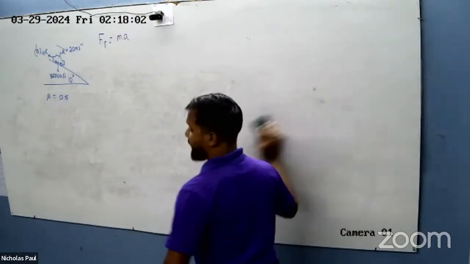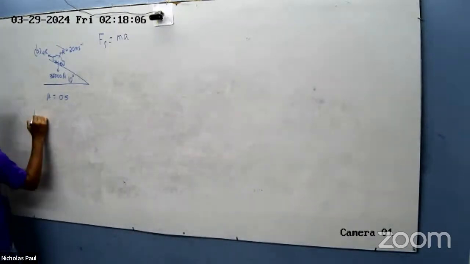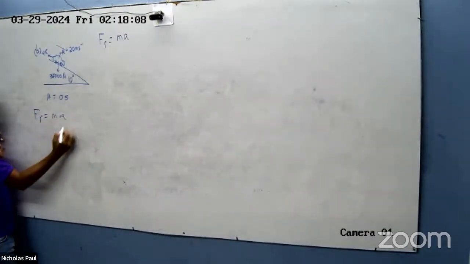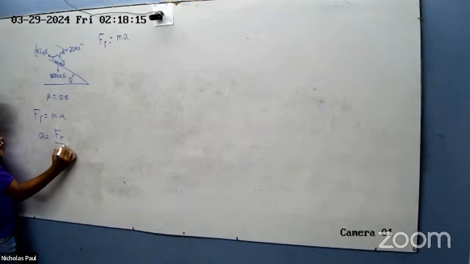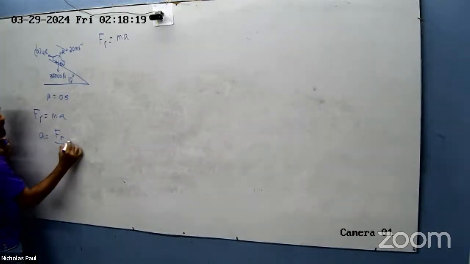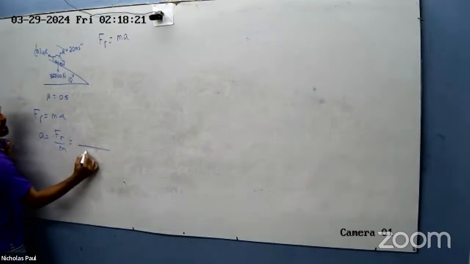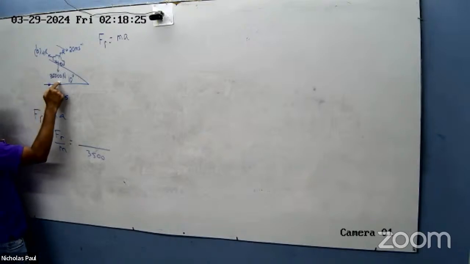What do they ask for first? Deceleration. You're going to use F is equal to ma. So a is equal to, well, deceleration, you get minus. We know the mass, the mass is 3,500. But we had to get the resultant force acting. So we had to resolve this.